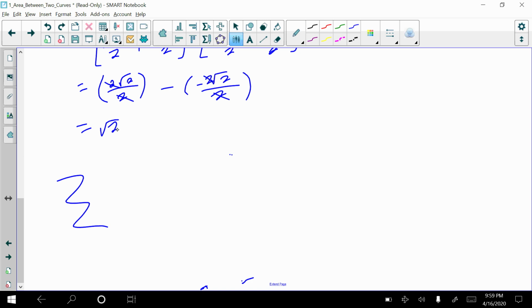The double negative, minus the negative radical 2, will be positive radical 2, giving me a total of 2 radical 2 for my area, the one area between the two trig curves.